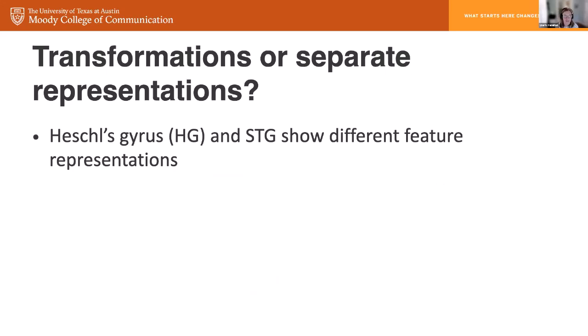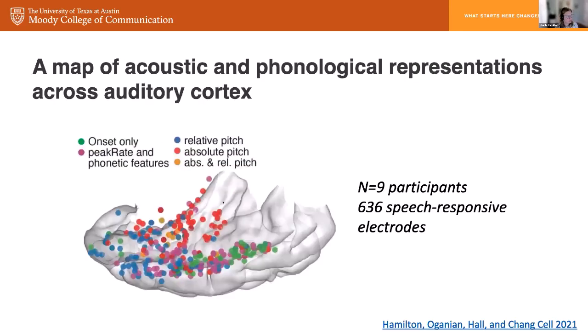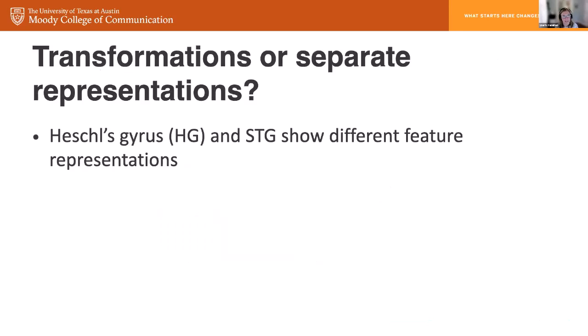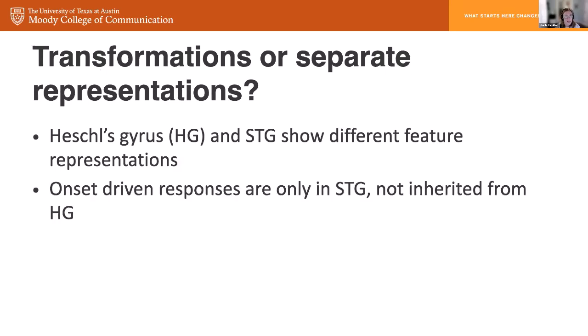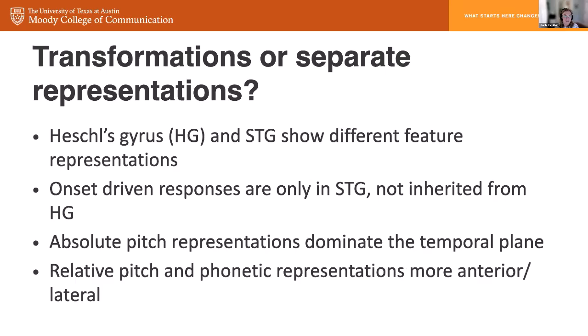Okay, so this is one of the conclusions of this paper. There were many different aspects to this paper, but essentially what we found is that Heschl's gyrus, which was the top part here, including primary auditory cortex, shows a really different feature representation than the STG. We were able to do this using this receptive field analysis. And in fact, those onset-driven responses that I showed you, where it just responds at sentence onset and is not phonologically tuned, only seem to be in a specific area of the PSTG and not in Heschl's gyrus. And then finally, absolute and relative pitch seem to be represented in different areas of the cortex.